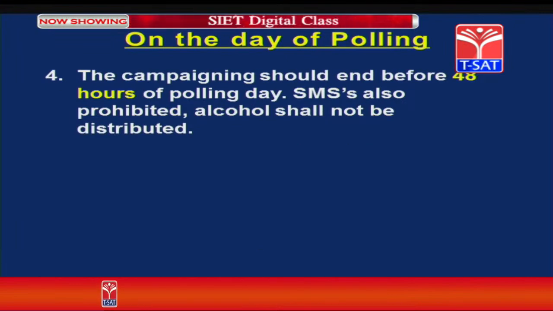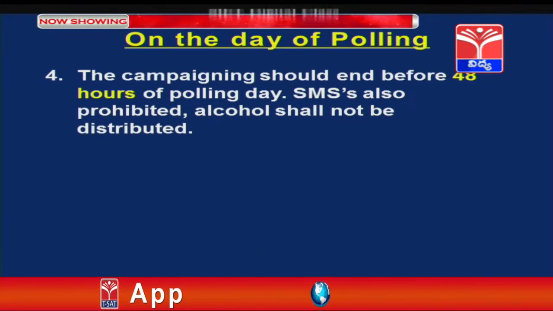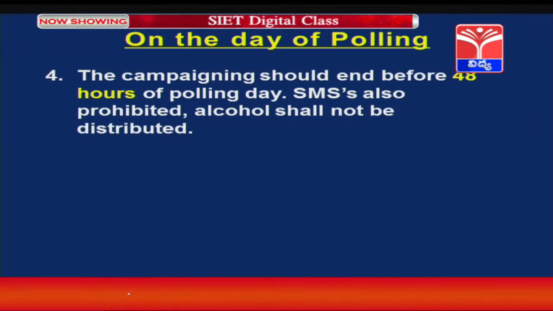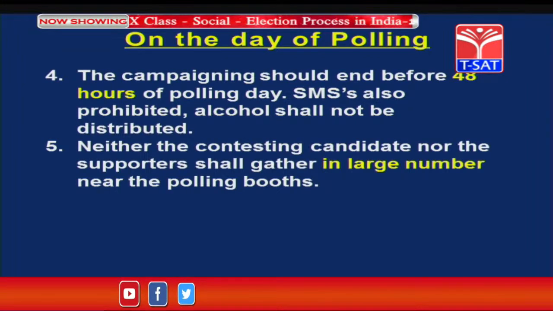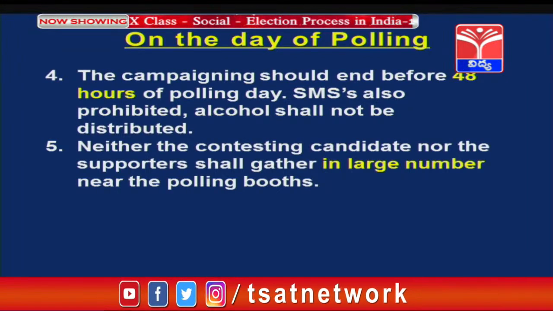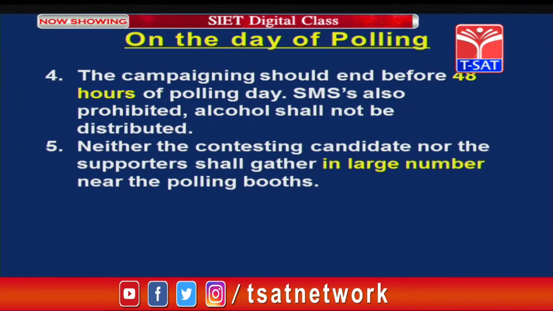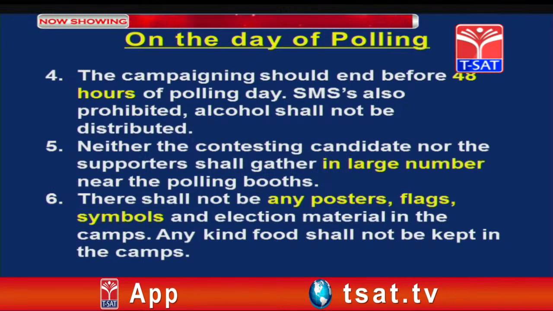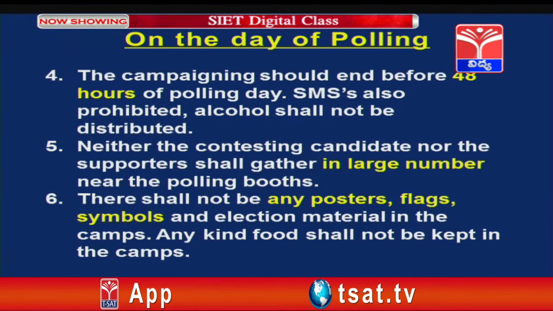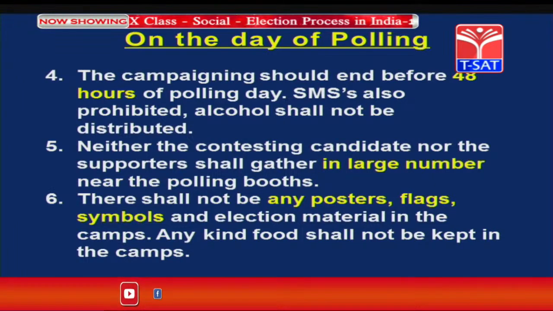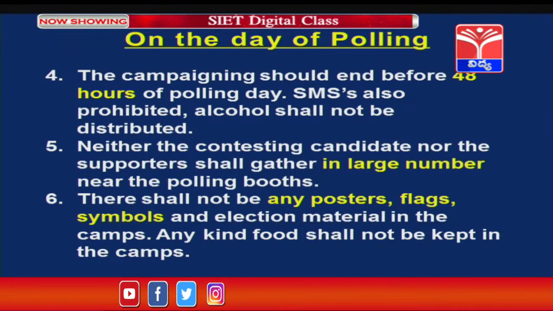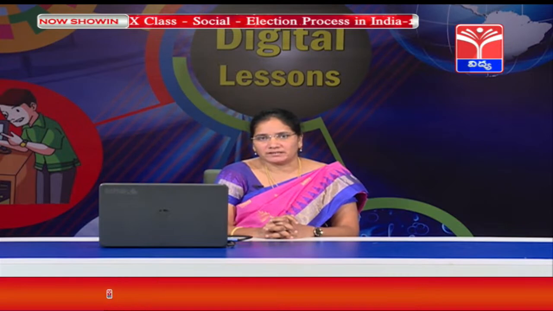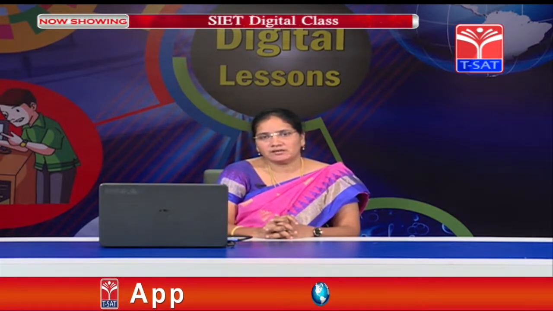Next, the campaigning should end 48 hours before the polling day. SMS is also prohibited, alcohol shall not be distributed, and neither the contesting candidate nor the supporters shall gather in large numbers near the polling booths, and there shall not be any posters, flags, symbols or election material in the camps. Any kind of food shall not be kept in the camps. So, all these rules and regulations must be followed by the contestants and also the political parties.